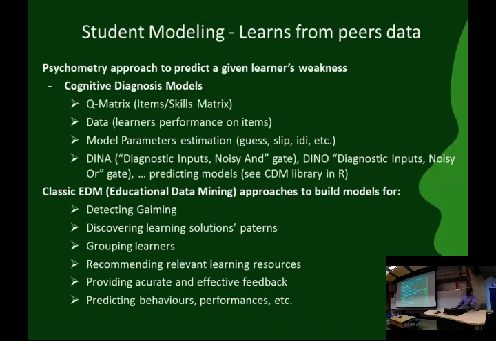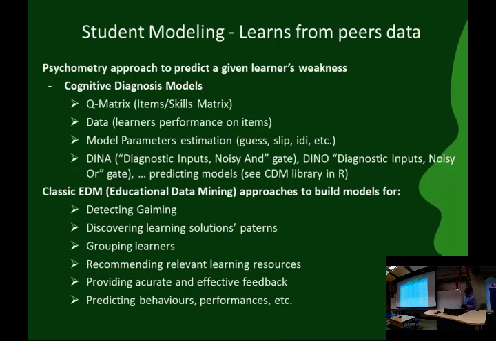So what we did is to run a classic cognitive diagnosis model, which means building a Q matrix and having some data about learners' performance and estimating some parameters important for this kind of model, the guess and slip parameters, and also choosing which kind of model we want to run. If you choose to run a DINA model, then that means that all skills that are related to a given item should be mastered before that item is succeeded by a given student. And then this model will help us to make some predictions.